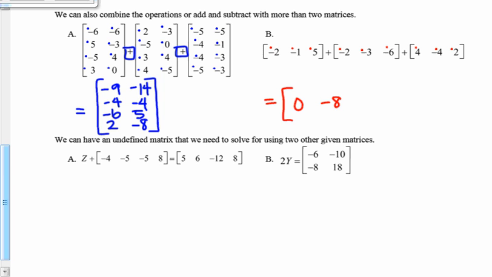5, negative 6, and 2. 5 plus a negative 6, or 5 minus 6, gives me negative 1. Negative 1 plus 2 gives me 1. And there's my answer.